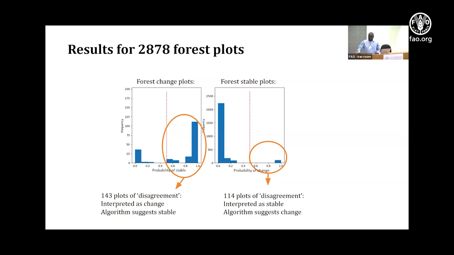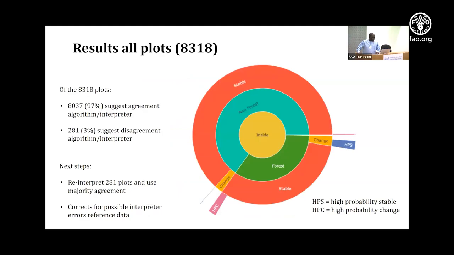And this is where the algorithm becomes very essential for this process. And for over 8,000 plots, we are only going to have 3% of that to reinterpret, and having about 97% agreement already between what we interpreted and what the algorithm also said. And for now, Ghana is also assessing very high resolution imagery from University of Maryland to look at the reference data, maybe if the prehistorical imagery we are using wasn't that strong to give us good accuracies. And for this, currently my colleagues back in Ghana are already starting with a reanalysis of the 281 plots.